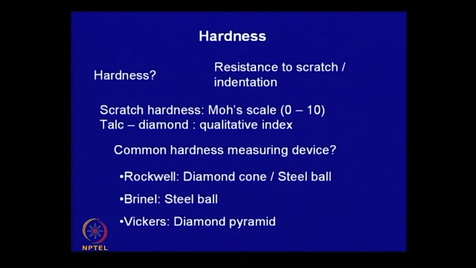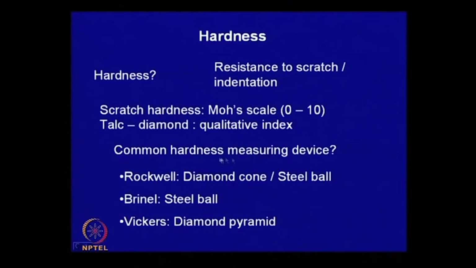Now, let us look at hardness. How do you define hardness? Hardness is resistance to scratch or indentation. Now, scratch hardness is very qualitative. There is a scale called Mohs scale of hardness. It is a qualitative index, starts from 0 to 10. Talc is the softest material with Mohs hardness 0, diamond is the hardest with hardness number 10. But this is more of a qualitative index.